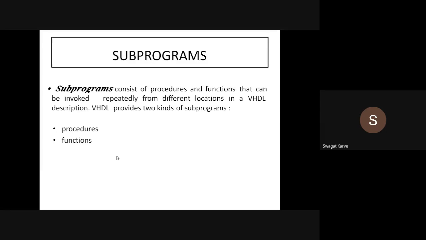Up till now we have discussed the concurrent statement. Now in the next lecture we will start our discussion with the subprograms, right? Now VHDL provides two types of subprograms. First is a procedure and second one is a function. So two types of subprogram, procedure and function, right? That part we will discuss in the next lecture. From the next lecture we will start our discussion with the subprogram.